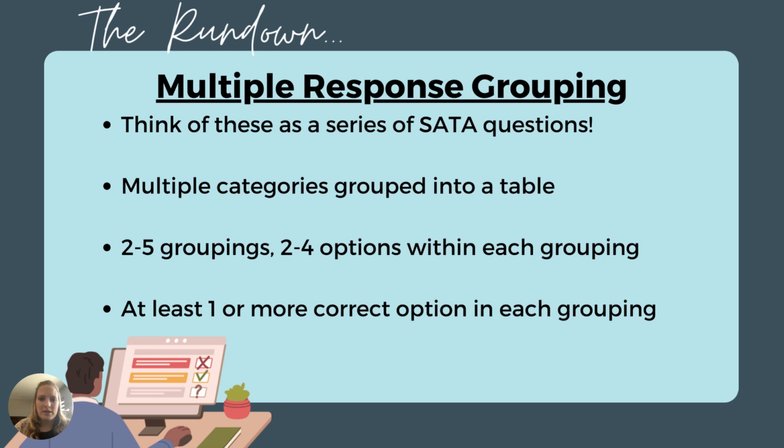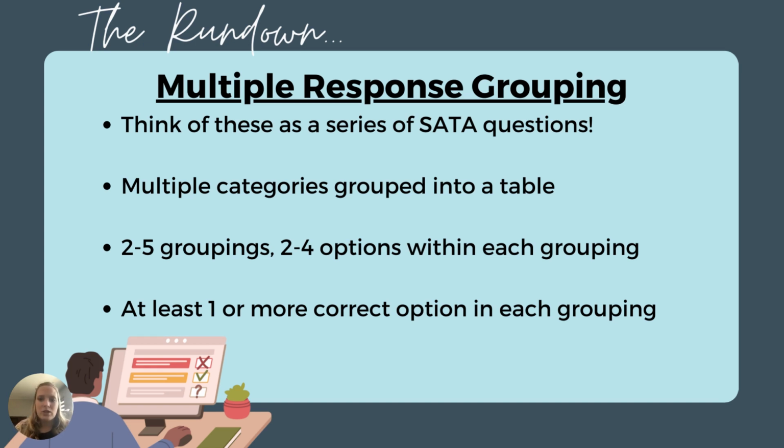Now let's go over the rundown. So basically, multiple response grouping questions are a series of select all that apply questions stacked on top of each other. So there will be various groupings or categories formatted into a table. Within each grouping, you'll select all that applies to the question at hand. Now there can be anywhere from 2 to 5 groupings.